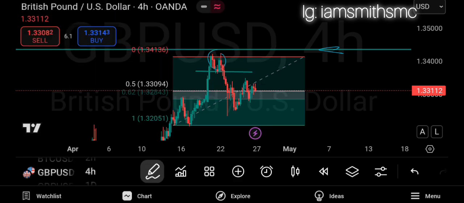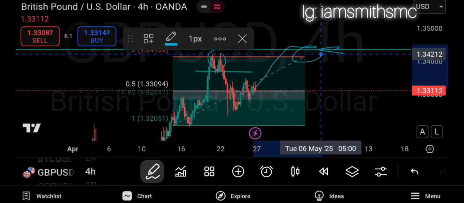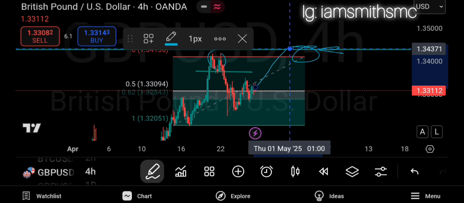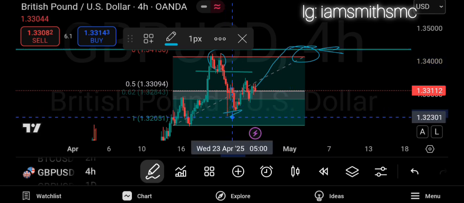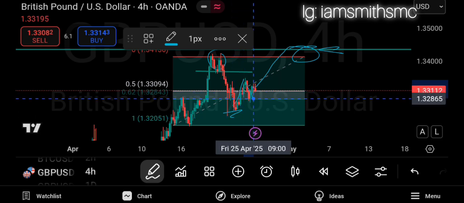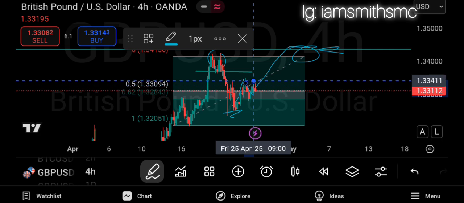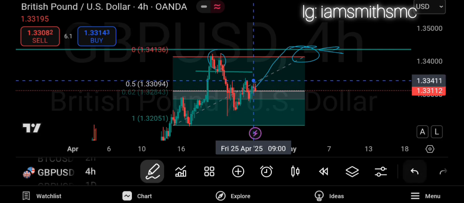GU can still come up to this level. Because why? This is an optimal trade entry. From this particular level, this is an optimal trade entry. GU is also making higher highs and higher lows, so that can also confirm. That is also one of the confirmations. Or it can do something else.